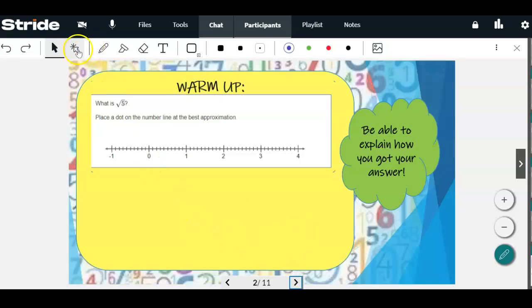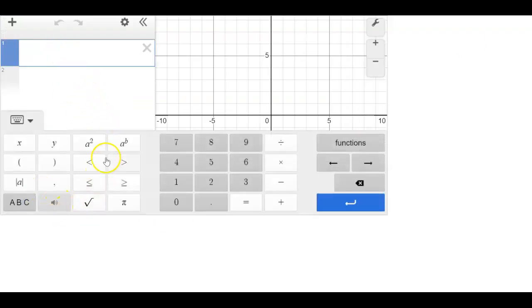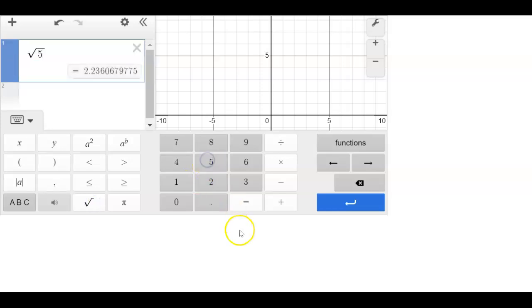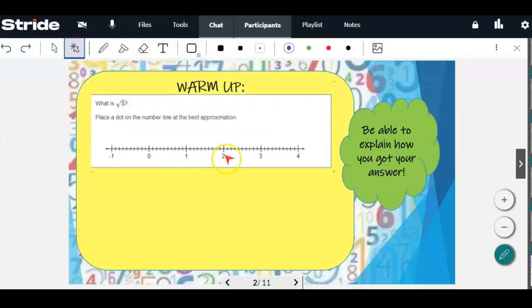It says, what is square root of 5? Place a dot on the number line at the best approximation. So we're going to go over here. We're going to put our keyboard up. We're going to put square root 5. Comes out to 2.23. So I would say 2.2. And this is 0.1, 0.2. So we are going to put that right here. Hopefully that makes sense.